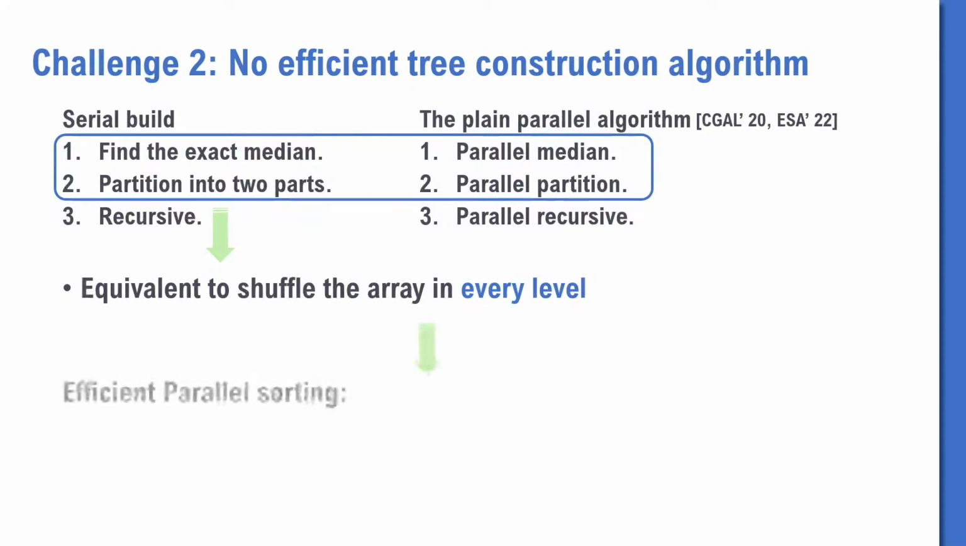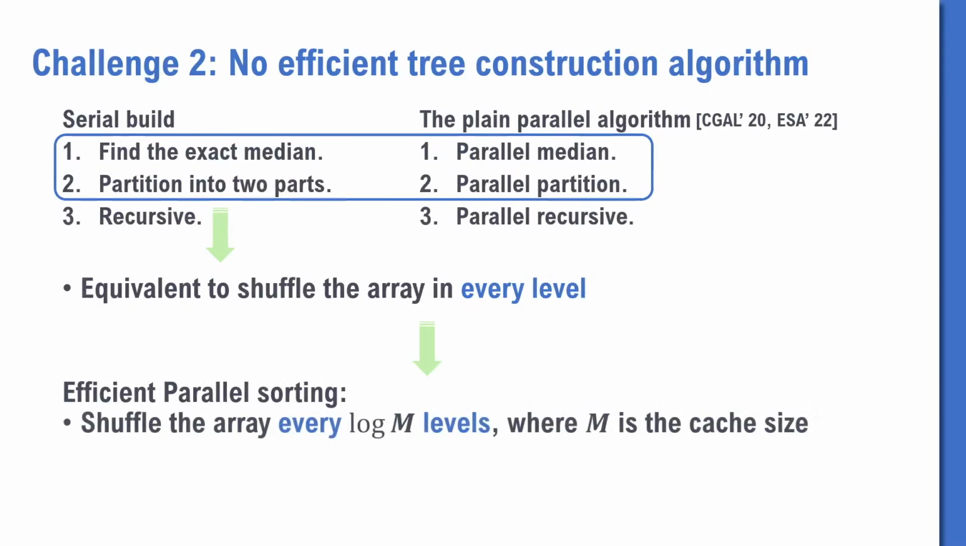This is bad because, if you know parallel sorting, you're going to shuffle the data only every log m levels, where m is the cache size. So if you plug in the real cache size, you're only going to shuffle the data once. You have the data, you shuffle it, and it fits into cache, and everything is free. So the classic way to build a KD tree also has a very large I/O cost.